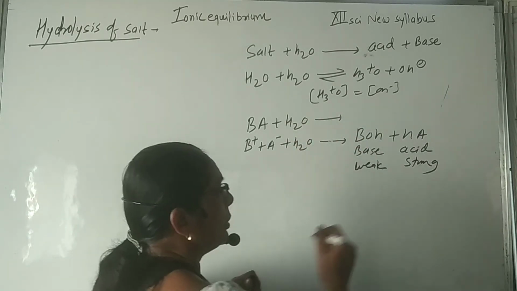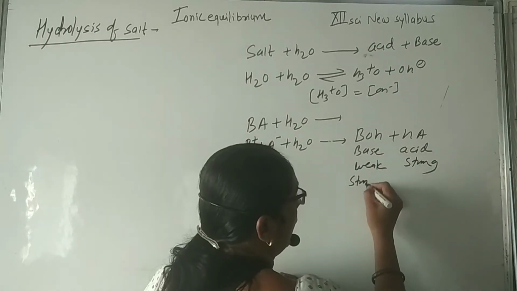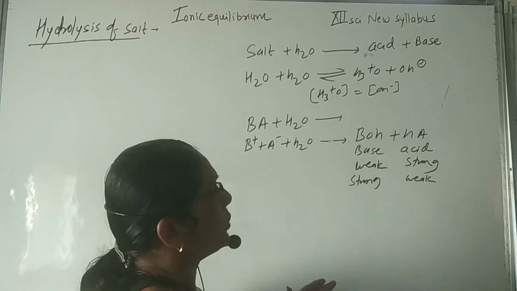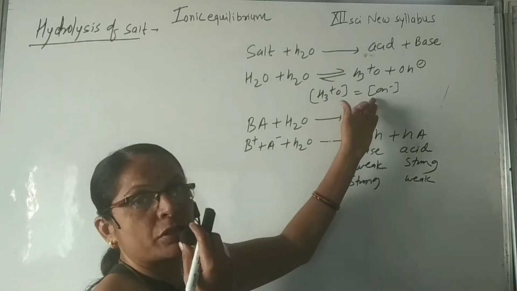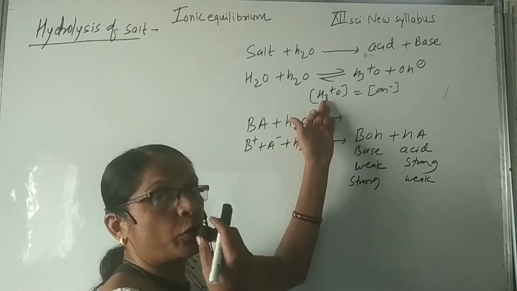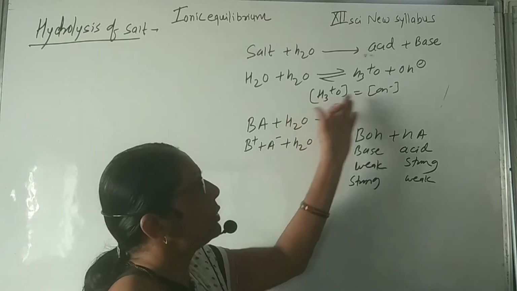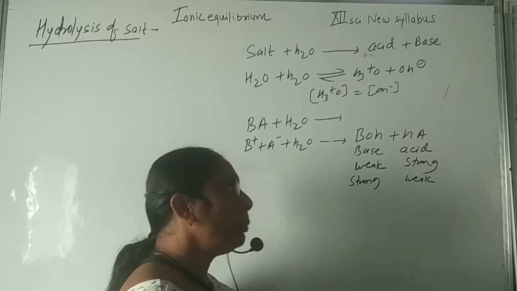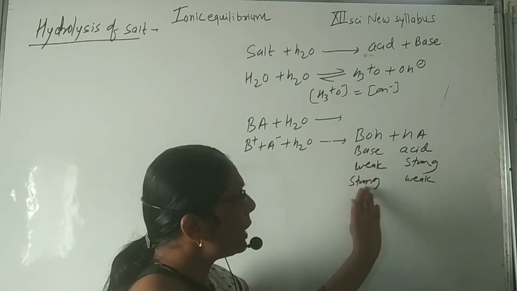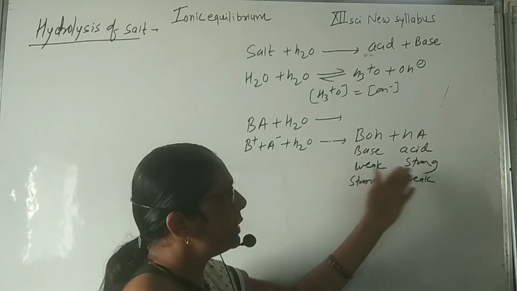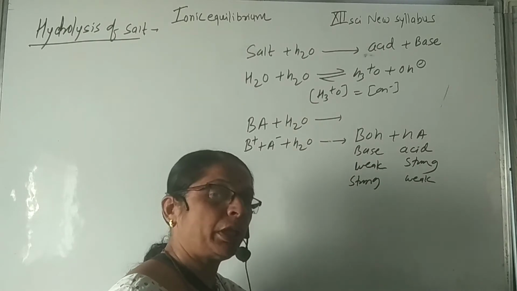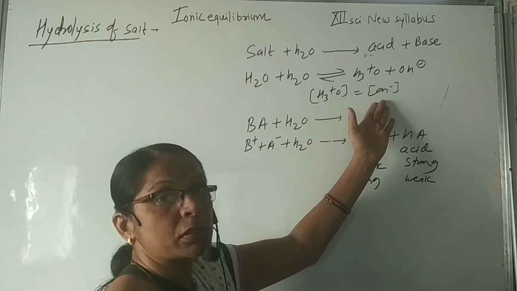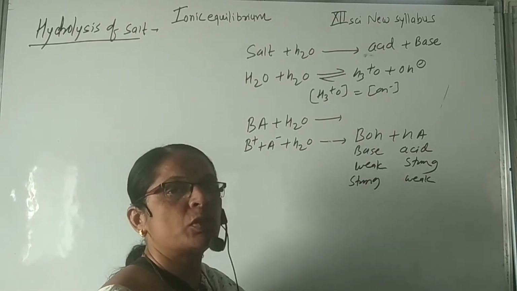But suppose the base is strong and your acid is weak. Then, as the base is strong, the hydroxyl ion concentration is more and the hydronium ion concentration is less. At that time, the solution is basic. And if both are weak acid and weak base with the same value of Ka and Kb, then the hydronium ion concentration and hydroxyl ion concentration are equal and the solution is neutral.